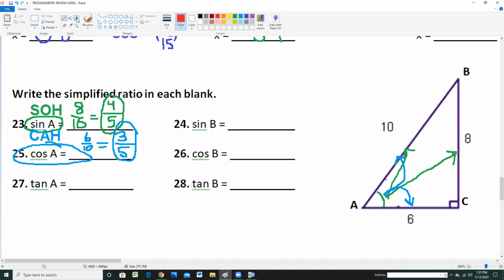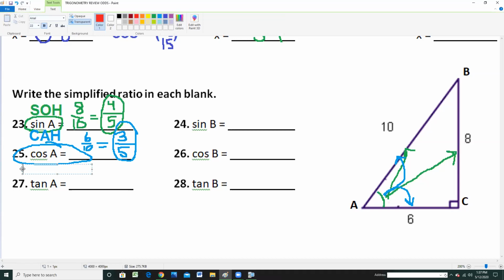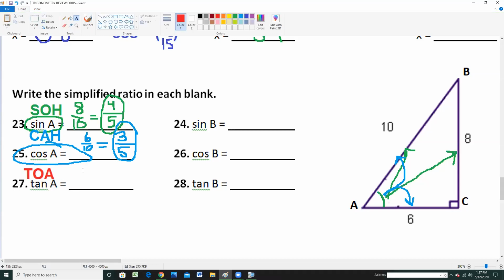All right, and then last but not least, we've already used this one how many times? I have no idea, but we've got TOA. That means we're going to go opposite over adjacent, which is going to be 8 over 6, which is going to simplify down to 4 over 3.